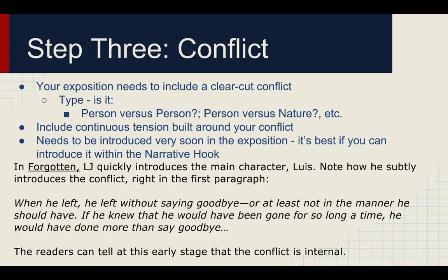Is it person versus person? Is it person versus nature? You don't need to tell us that, but you need to show us that. It should be clear to your reader what type of conflict it is. You should include in your exposition continuous tension built up around your conflict. Needs to be introduced pretty soon in the exposition. It's best if you can really get it into the narrative hook.